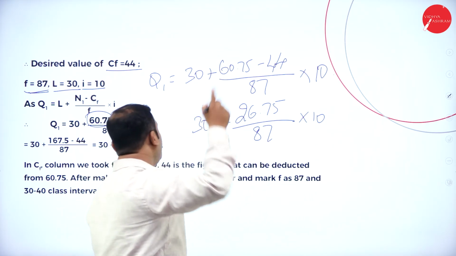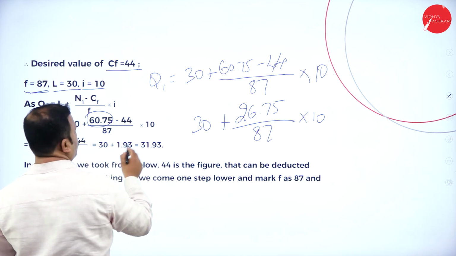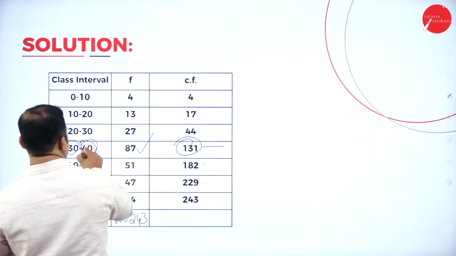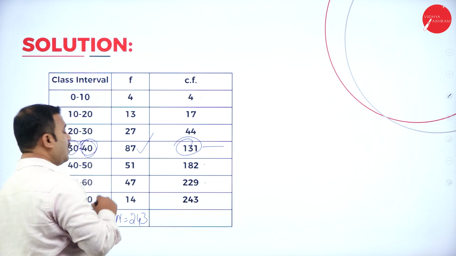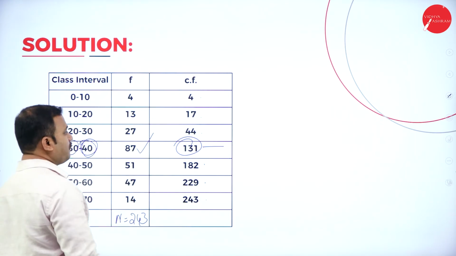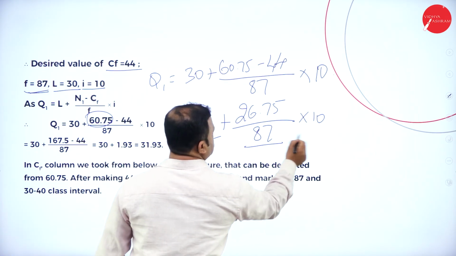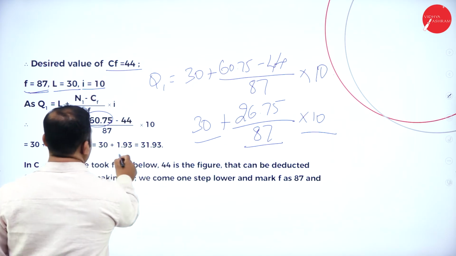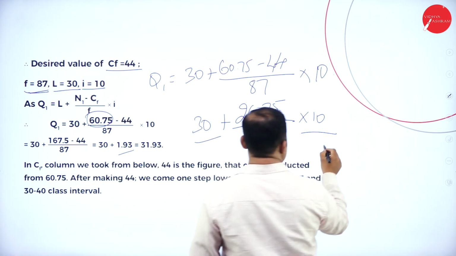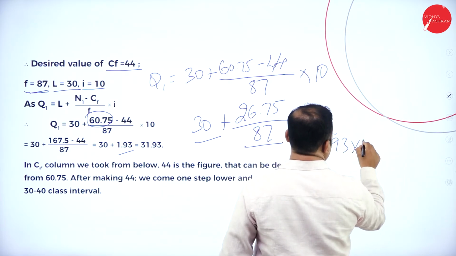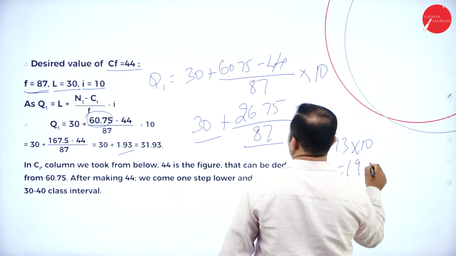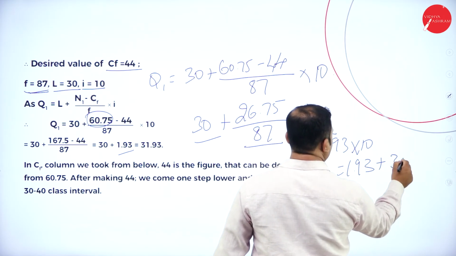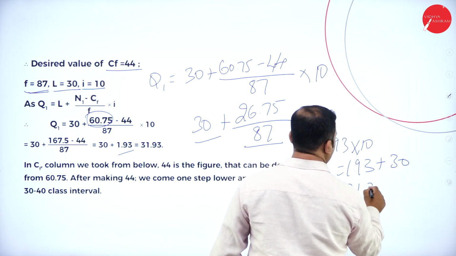If I use the other formula, for Q3 we have to find out this value, consider this value, because we have to consider the upper limit, that is the 40. Now we have 30 plus this into 10. If I solve this, I'll get 0.93. 0.93 into 10 is equal to 9.3, which must be added with 30 to get 31.93.